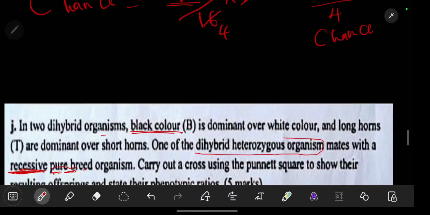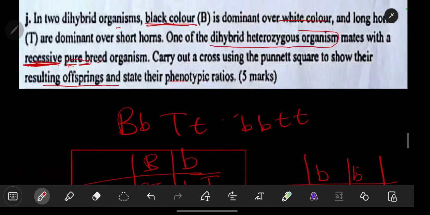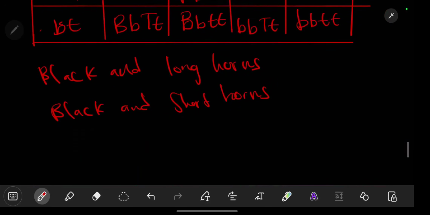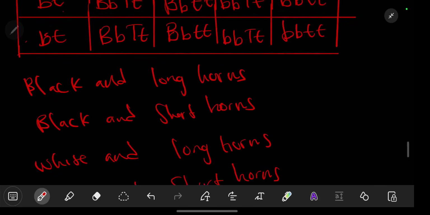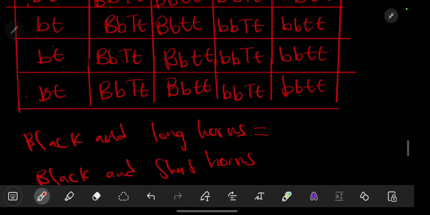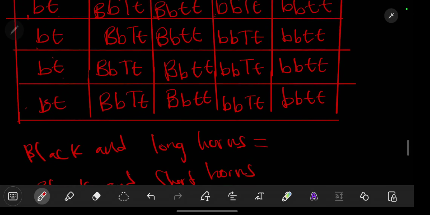Which other color? White now is recessive. So we have white and long horns. Then we have our white and short horns, in which case we are going to have black and long horns.